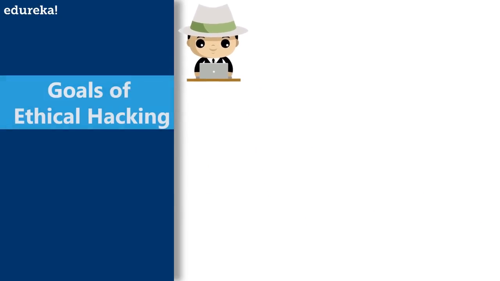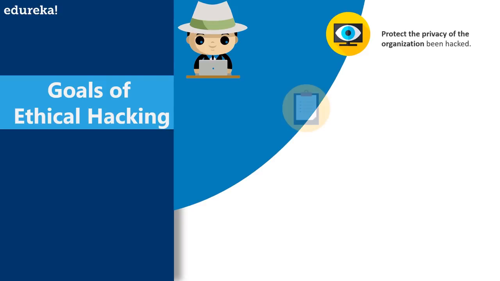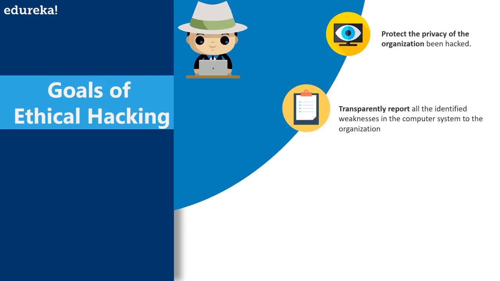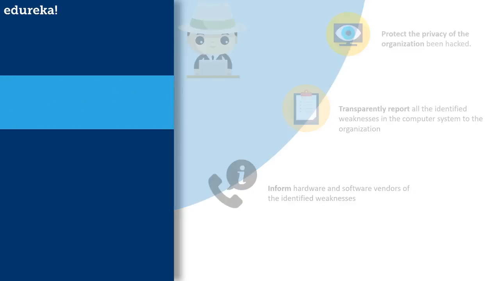Now, let me get to the point of explaining what exactly ethical hacking is, unless you've already understood it. Ethical hacking is identifying weaknesses in computer systems and/or computer networks and coming up with countermeasures that protect against those weaknesses. Ethical hackers have some goals to meet if they're working for a company. Firstly, they need to protect the privacy of the organization from being hacked. Secondly, they have to transparently report all identified weaknesses in a computer system to the organization. Thirdly, they have to inform hardware and software vendors catering to the company of the identified weaknesses and how they can be patched. These are the three main goals of an ethical hacker.